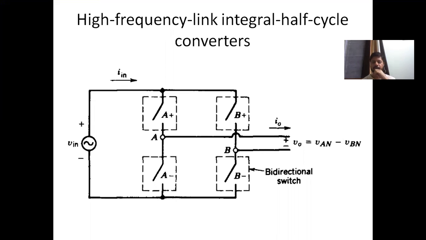The last type of resonant converter that is there is the high frequency link integral half cycle converter. This is one example of a high frequency link integral half cycle converter, wherein you can see that the major difference is that the supply is now AC. In fact, the supply is high frequency AC. A high frequency AC supply is required for this type of converter. The switches that you see are bidirectional switches. You must know already that bidirectional switches can be made by combining two unidirectional switches in anti-parallel.